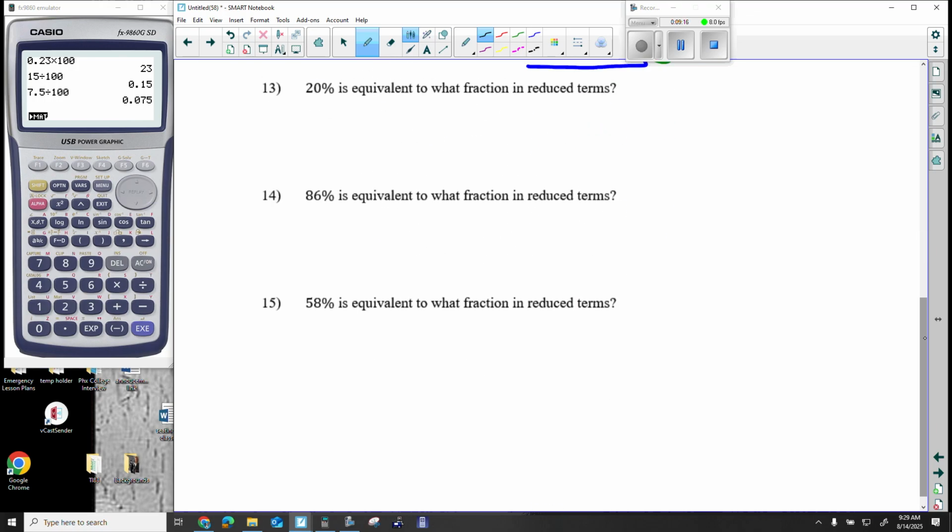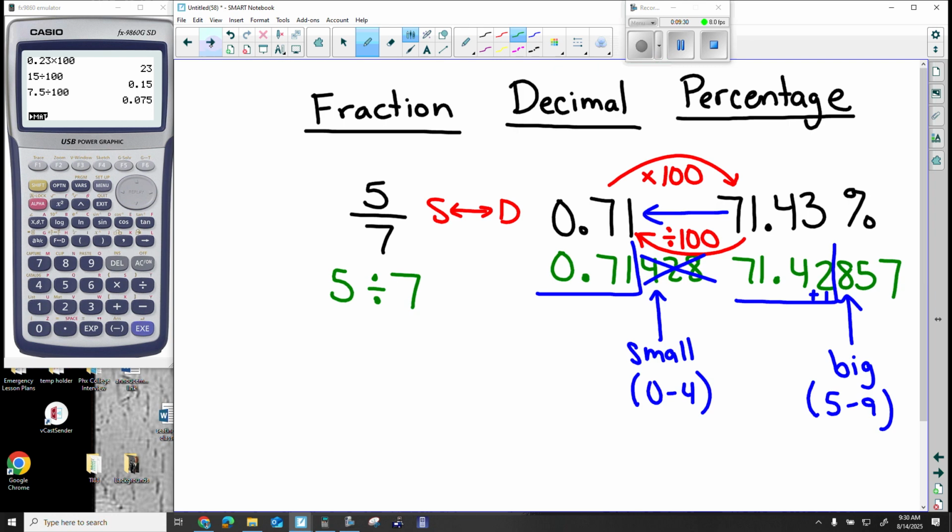And then 13, 14, 15 are asking you to do the entire thing. So we are going from a percentage all the way back down to a fraction. So again, one more time. If I'm starting with a percentage and going this way, I would divide by 100. And then I would use the SD button to turn the decimal into a fraction. So divide by 100. And then use the SD button.